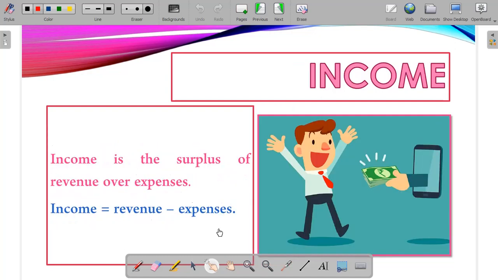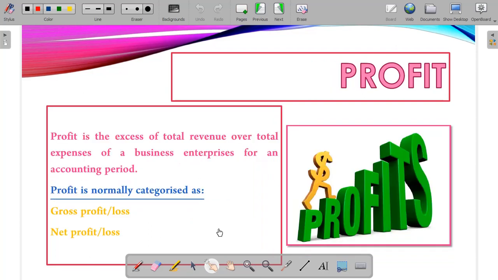The next term is income. Income is the surplus of revenue over expenses. Revenue is the amount we have generated from sales, and we know what expenses are, right? So income is the surplus. When the revenues are more and expenses are less, the difference between the revenue and expenses is termed as income.